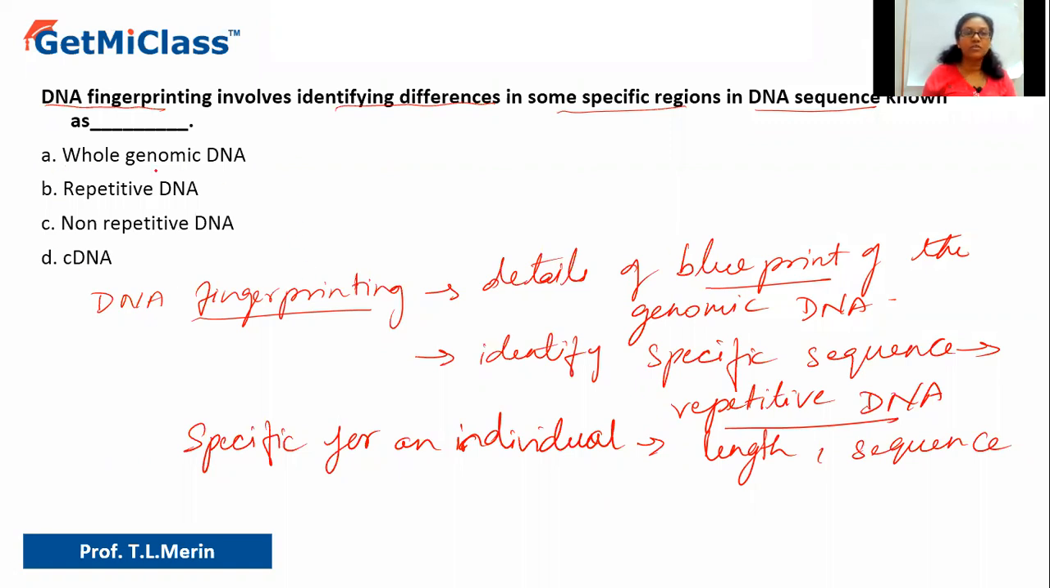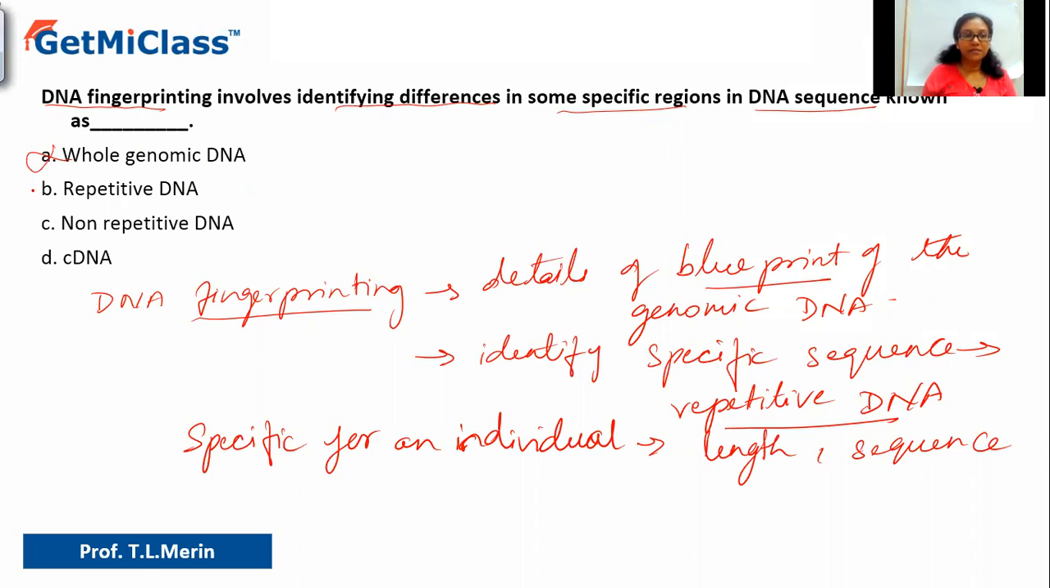Option A says whole genomic DNA. No, and it is not even possible to consider the whole genomic DNA, because they are supposed to be running it on the gel, and further they are going to look for the band. Okay, so whole genomic DNA is not considered in case of DNA fingerprinting. It is only the important part that is called the repetitive DNA.